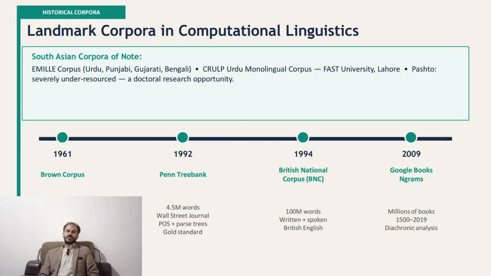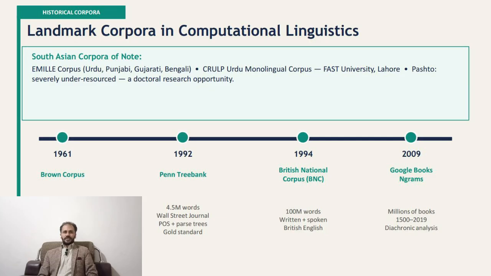Let me introduce you to some famous corpora. The Brown Corpus, 1961. This was the first major machine-readable corpus in English. It was compiled at Brown University in the United States, and it contains 1 million words of American English, sampled from 500 different texts across 15 genres, from newspaper to scientific writing. It was revolutionary because for the first time, linguists and early computational linguists had a shared standard dataset they could all work with.